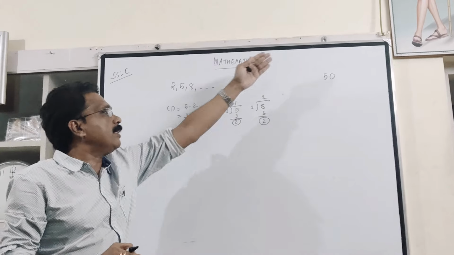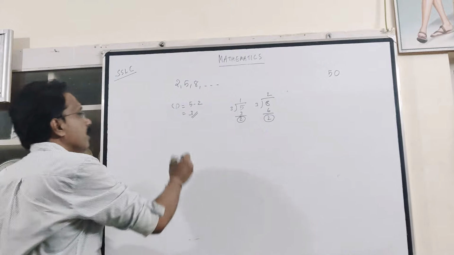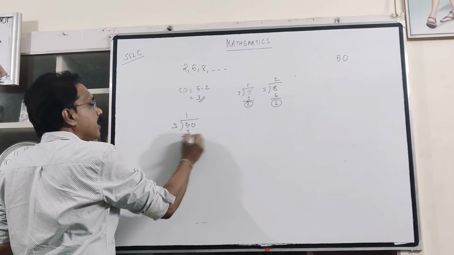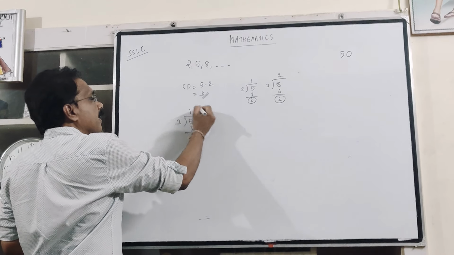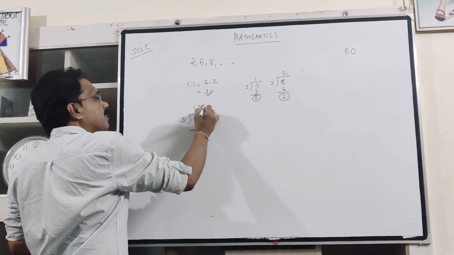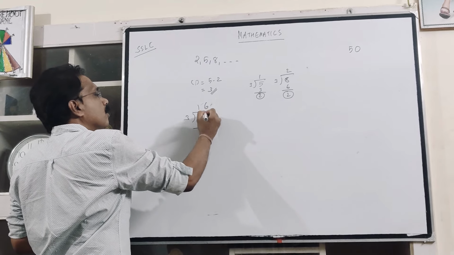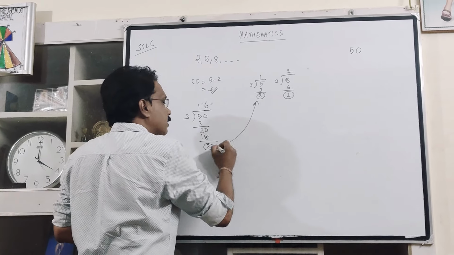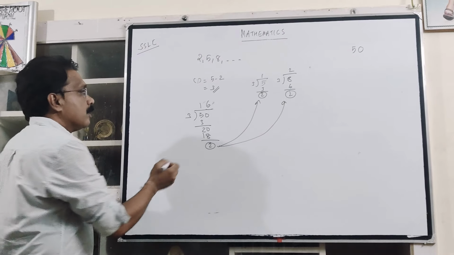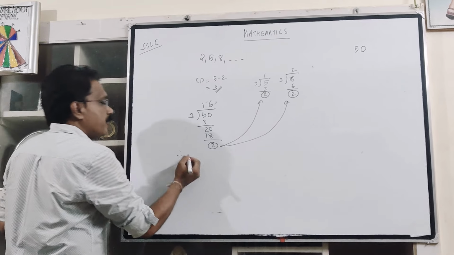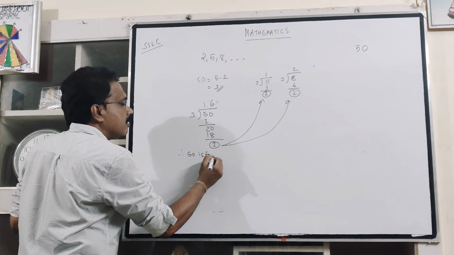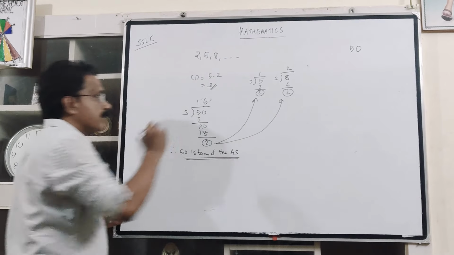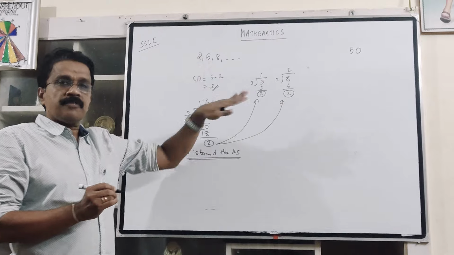If you apply that mechanism to the term 50, 50 divided by 3, 16 times 3 is 48, so the remainder is 2. Same as the previous. Therefore, what is our conclusion? 50 is a term of the arithmetic sequence. This is the first part. Then what is the position of 50?